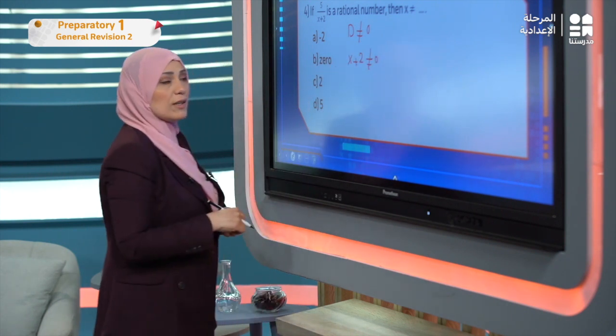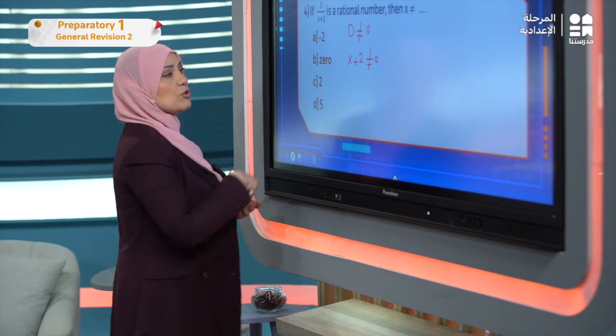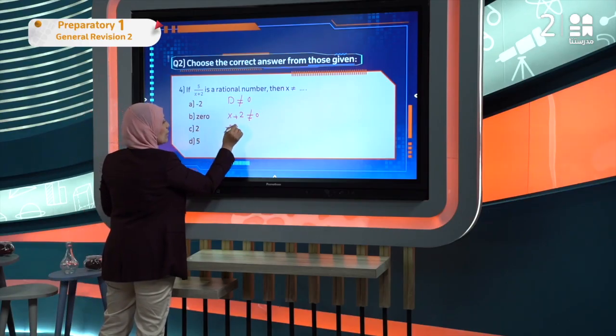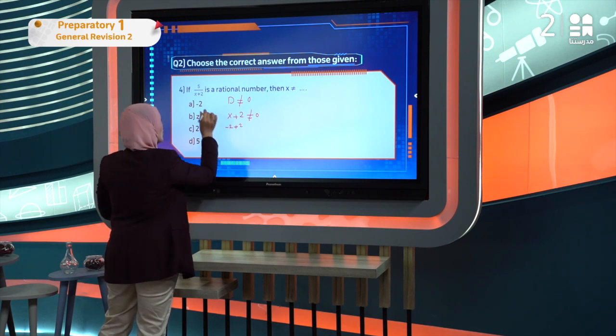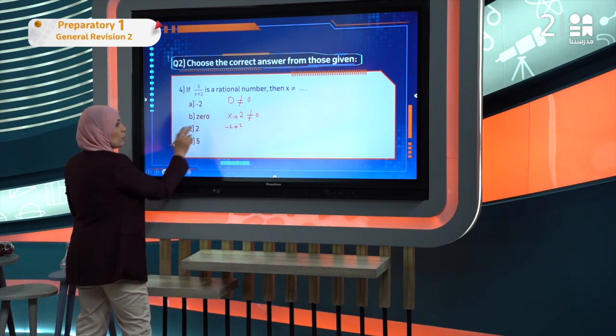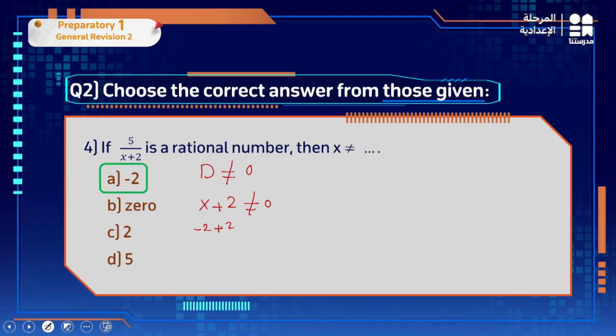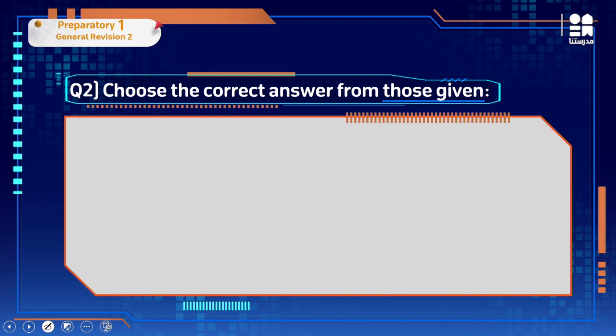How can we solve it? Or x should be what from the choices? -2, of course, because when we have -2 plus 2 will give us 0. So -2 will make a problem for us to be a 0 in the denominator. So the correct answer is -2. We can accept any value except -2.